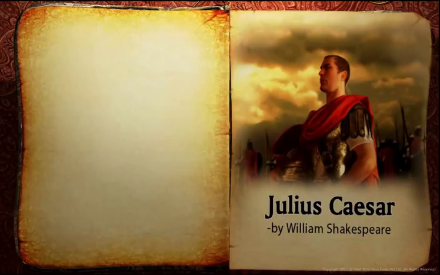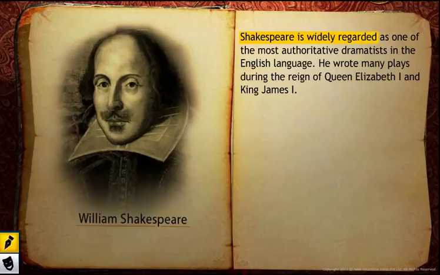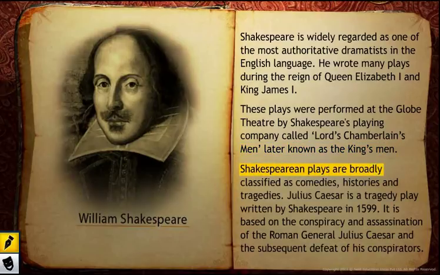Caesar by William Shakespeare. Shakespeare is widely regarded as one of the most authoritative dramatists in the English language. He wrote many plays during the reign of Queen Elizabeth I and King James I. These plays were performed in the Globe Theatre by Shakespeare's playing company called the Lord Chamberlain's Men, later known as the King's Men. Shakespearean plays are broadly classified as comedies, histories, and tragedies.